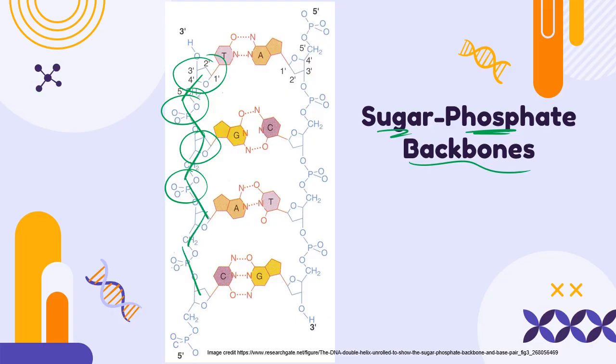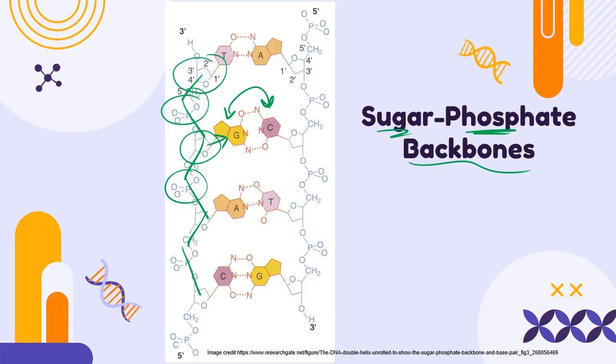On the inside of that backbone, we have our nitrogenous bases. Those nitrogenous bases will hydrogen bond to each other in DNA to make our double strands. Our RNA doesn't do this double stranding quite as frequently as does the DNA. Most of the time, we'll find DNA as a double strand and RNA as a single strand.